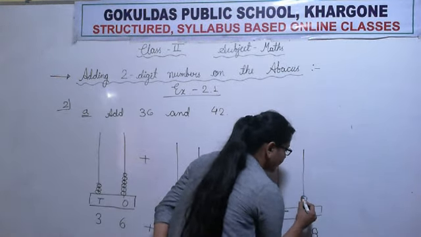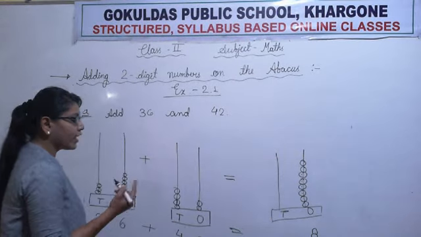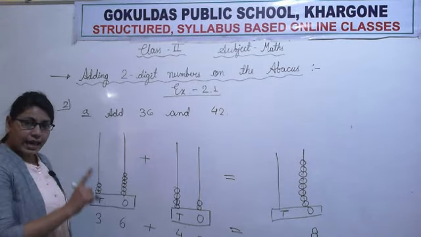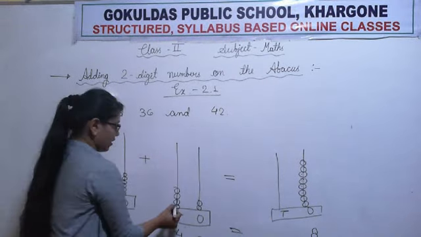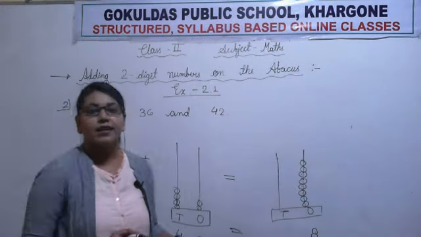Now it's for the tens column. 3 plus 4, 7.